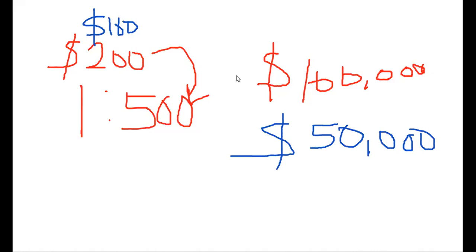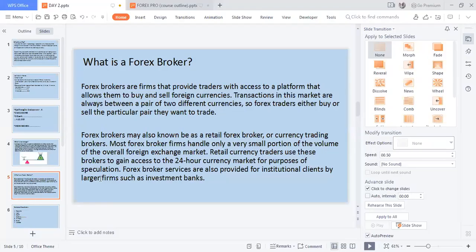Now, the next thing I would like to talk about, class, is brokers. Brokers are firms that provide traders with access to a platform that allows them to buy and sell foreign currencies. Hot Forex, for instance, if I want to liaise with Hot Forex, Hot Forex will tell me, Gospower, we know that you want to trade, so I advise you, this is what you will do. I'll give you MetaTrader 4 to trade on. This is how we can communicate.